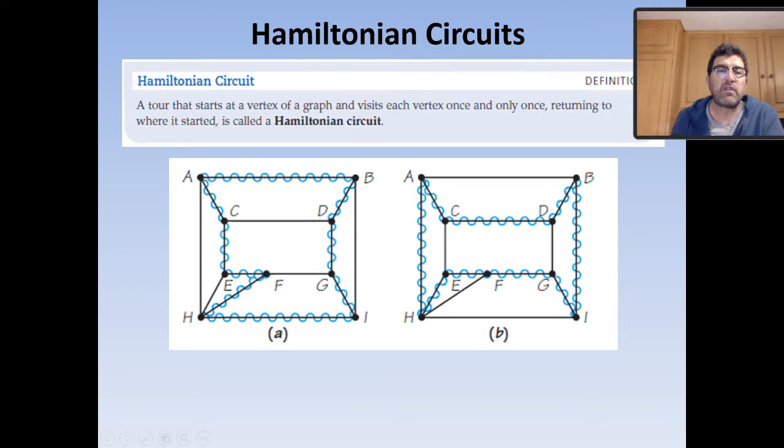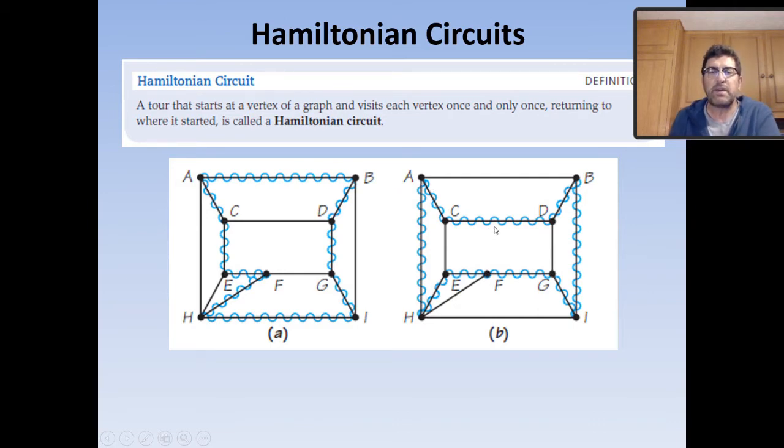If we look at graph A and we say we started at vertex A, we then visited C, D, went to F, went to H, to I, to G, to D, to B, and back at A. So you can see that we do not use every edge in the graph. We just use every vertex. And the same with this one. We have A, C, D, B, I, G, F, E, H, and back to A.